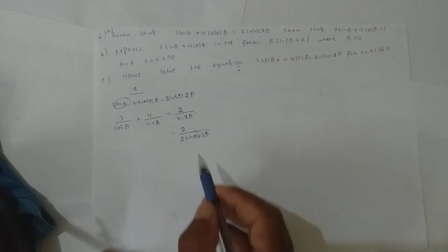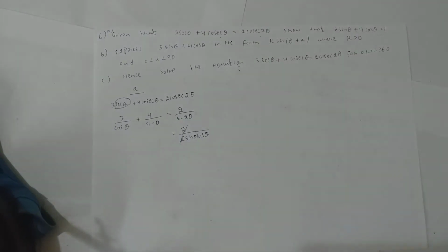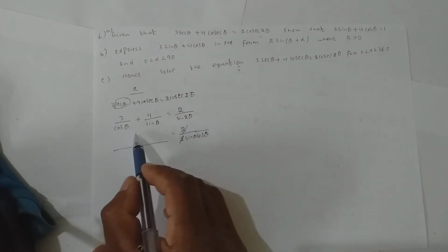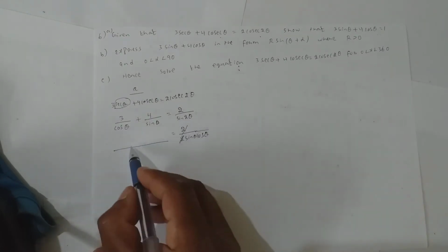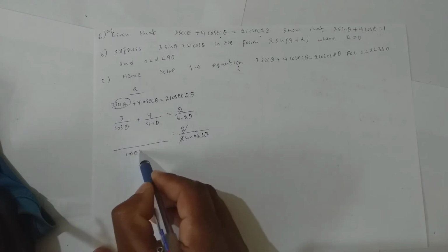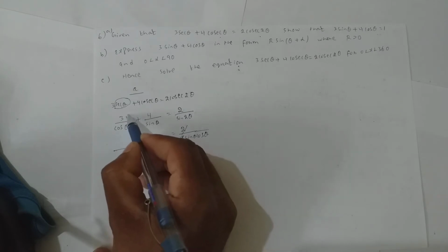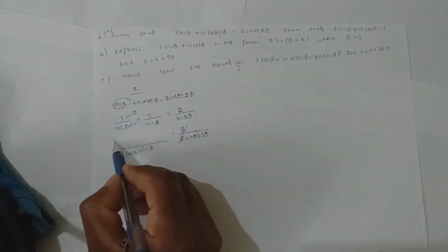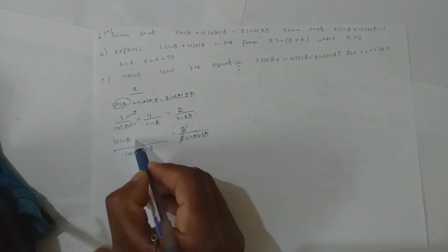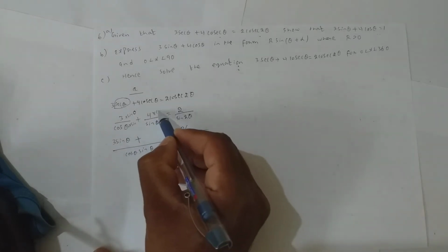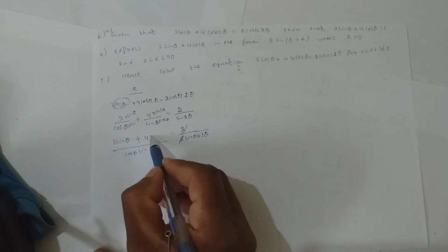Clear? What gets cancelled? 2 and 2 gets cancelled. And on this side, what do we do? Whenever fractions, LCM. LCM will be cos theta sin theta. So here into sin theta will give me 3 sin theta plus here into cos theta will give me 4 cos theta.